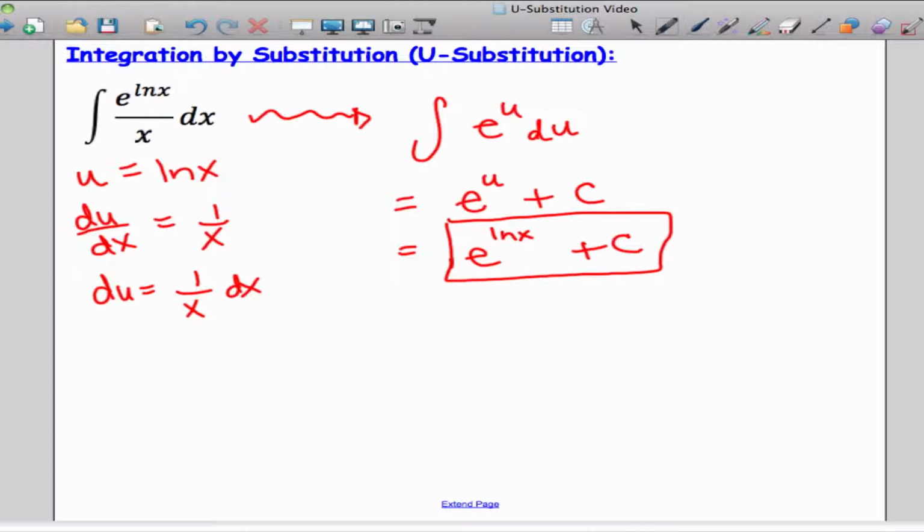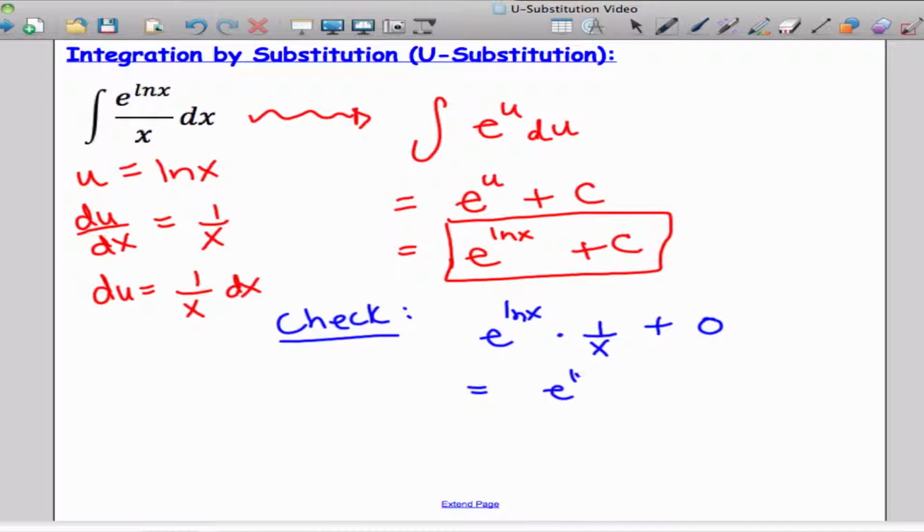Now remember that we can always check our answer when we're integrating. So to check our answer, we want to take the derivative of our answer using the chain rule here. So the derivative of e to the ln of x is going to be e to the ln of x times the derivative of ln x, which is 1 over x, and then plus 0, because the derivative of any constant is 0. So this simplifies to e to the ln x over x, which is exactly what we started out with as our integrand.